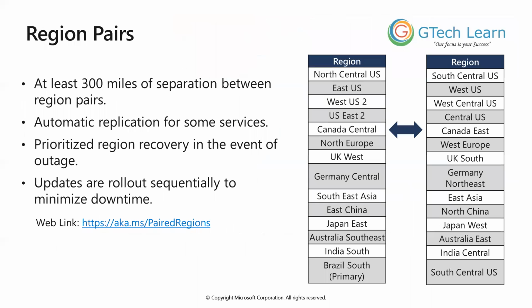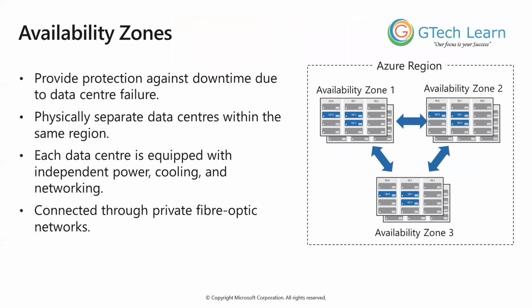Next, if we move to region pairs, what is a region pair? Before talking about region pairs, let us first understand availability zones. What do you understand by availability zones?